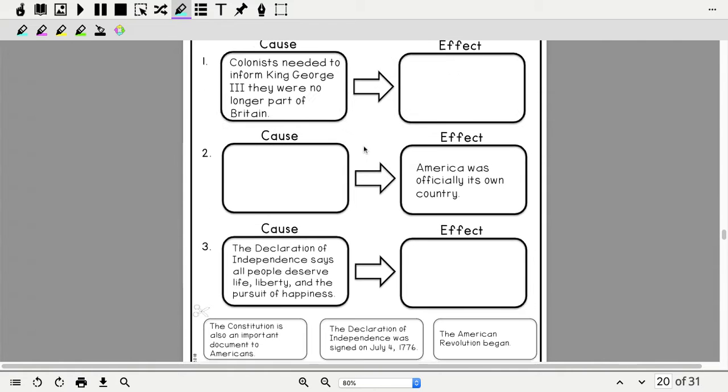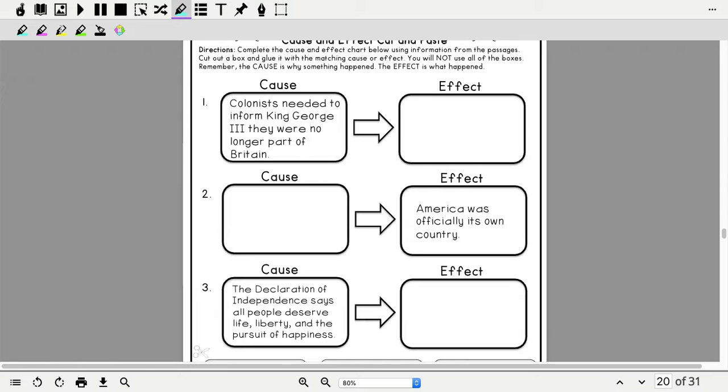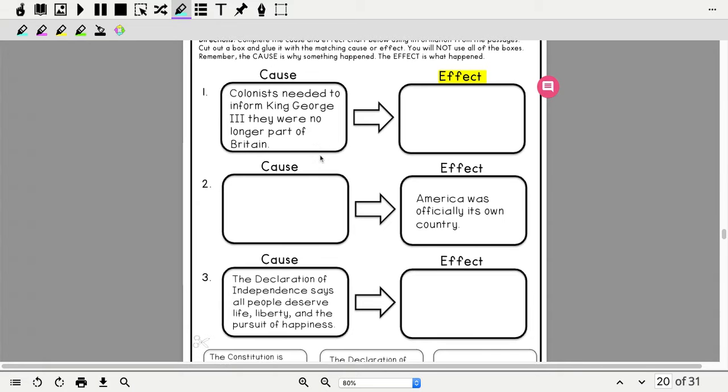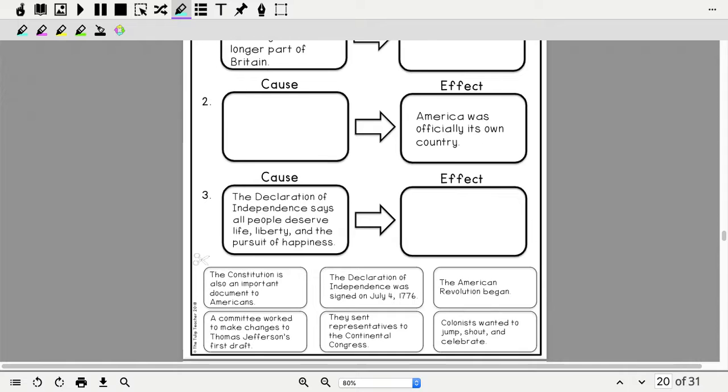Okay, so I'm going to do the same thing here with the colors. So this first one, that effect is going to be yellow. So our cause says, the colonists needed to inform George III they were no longer part of Britain. So that is why it happened. So now we need what happened.